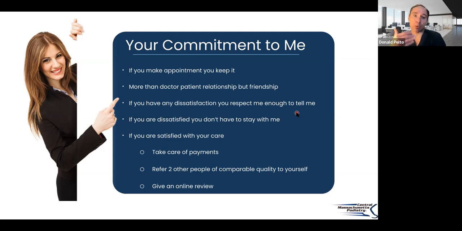A lot of times people get frustrated, and they may have come from someone else and they get frustrated. And I want to know that. If you're dissatisfied, you don't have to stay with me. And I tell them that. But then I say, but if you are satisfied with your care, this is the key. You're going to take care of your payments because I don't like to deal with money. So my staff deals with it. I don't want to have that conversation. And then you're going to refer 2 other people of comparable quality to yourself.